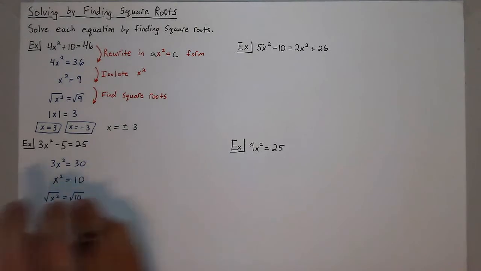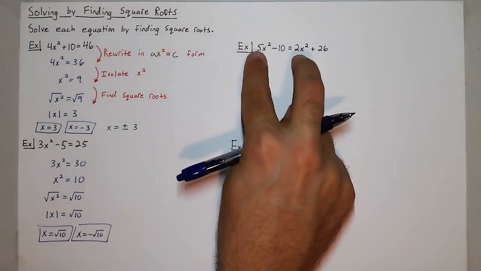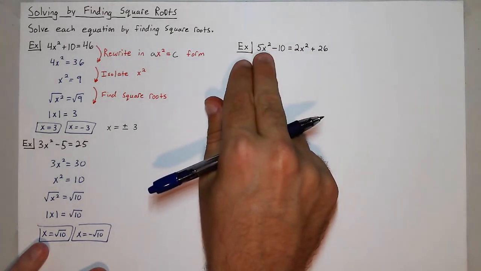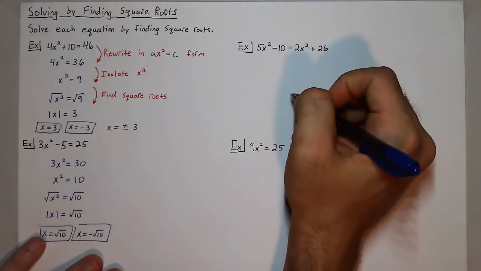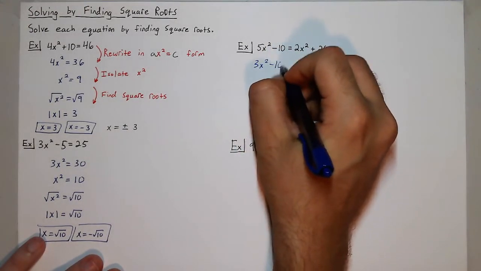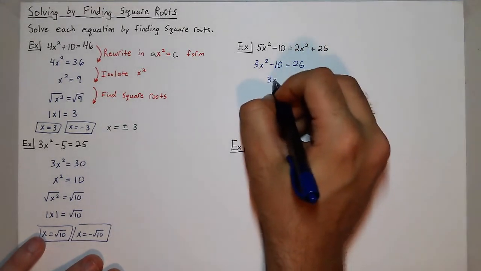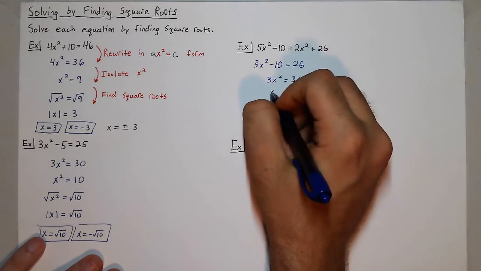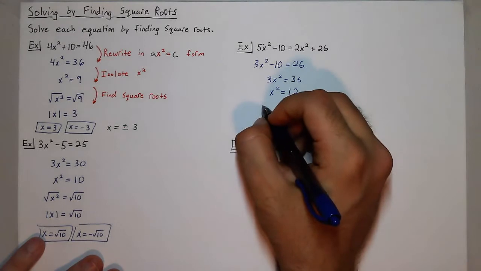Now, what happens when we have multiple x squared terms on both sides of the equation? So now I should bring all of my x squared terms together on one side. So meaning I will subtract 2x squared from both sides, giving me 3x squared minus 10 is equal to 26. Then I'll add 10, so I'll have 3x squared is equal to 36. I'll divide by 3, so x squared is equal to 12. And then I will find my square roots.